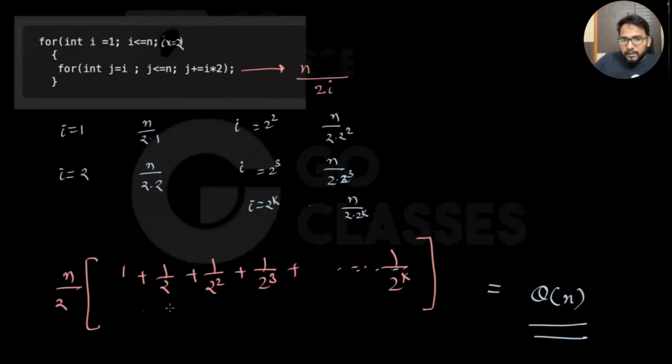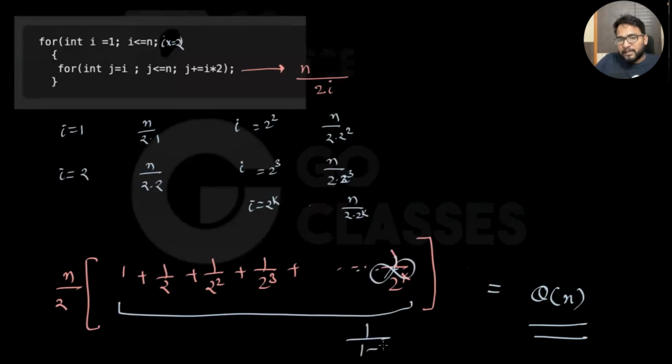Now what I'm saying is that even if this GP goes to infinity, then also the sum is 1 upon 1 minus r. Then also it is just a constant. I can calculate that, that's not an issue, but I don't want to calculate it. Even if it is infinity, it is still a constant.